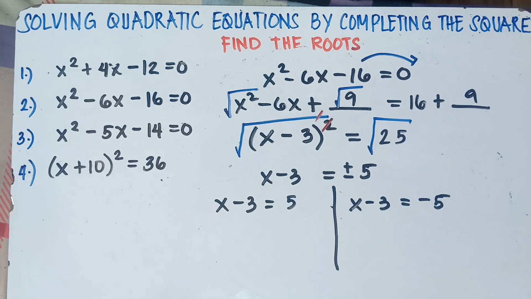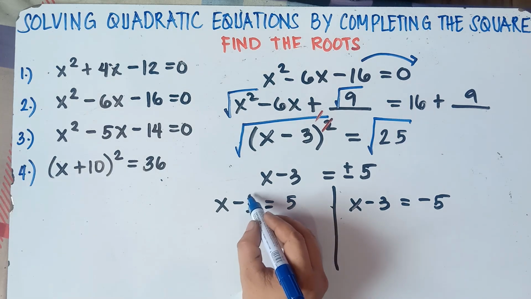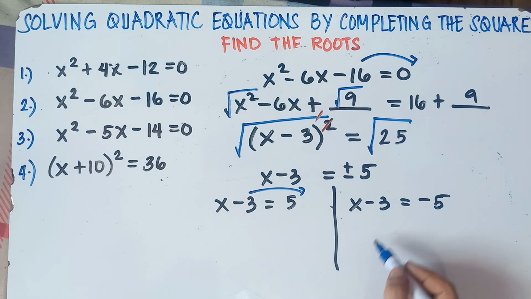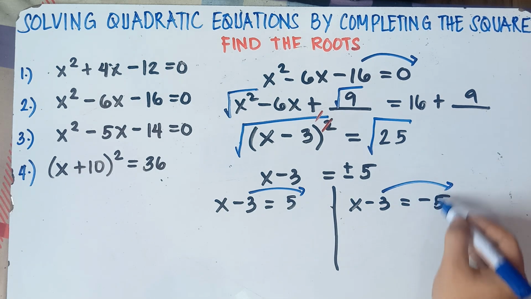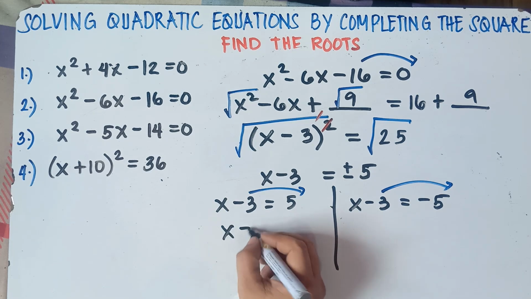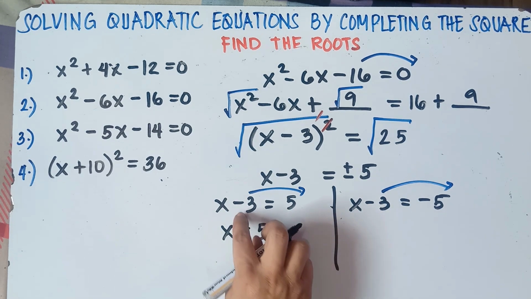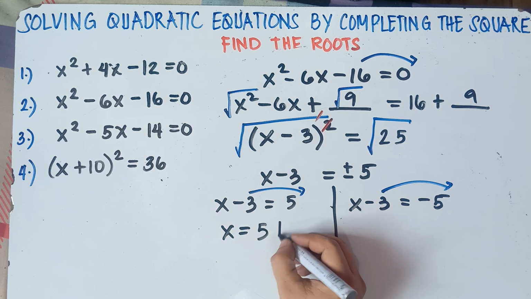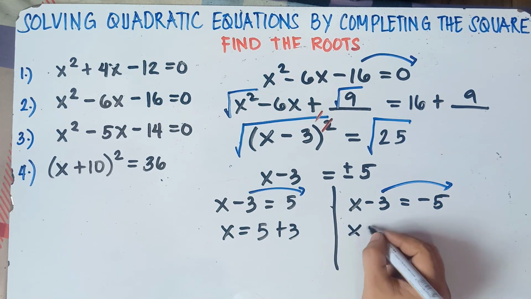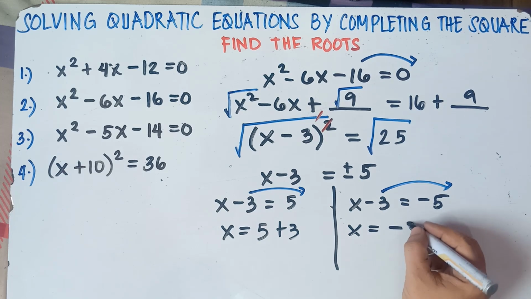So to get the value of x, we transpose this negative 3 from left to right. So this will be x equals, copy positive 5. We transpose 3. This is negative, it will be positive 3. And then x equals, copy negative 5.